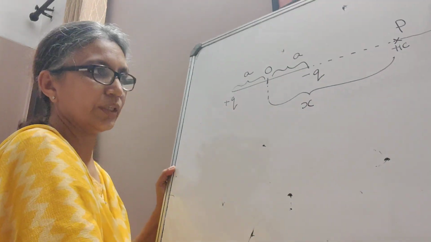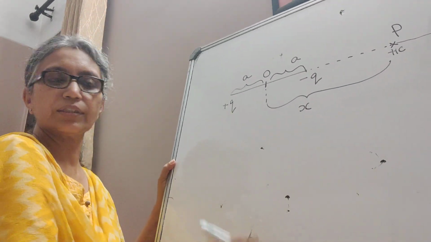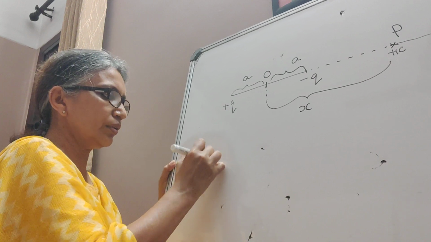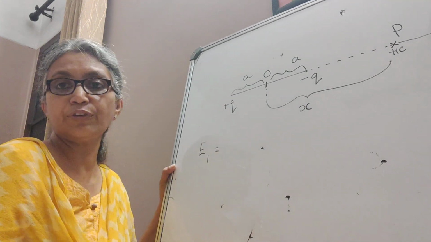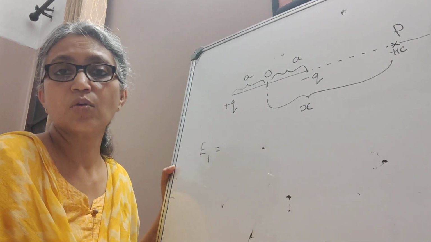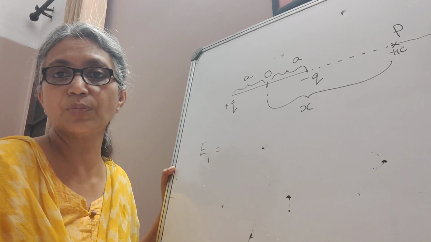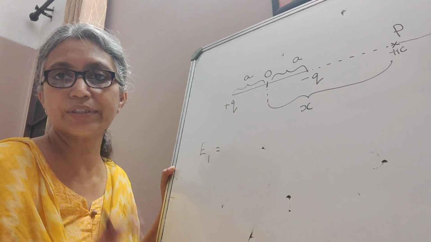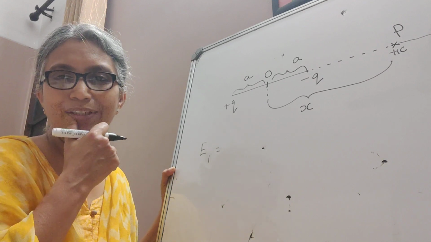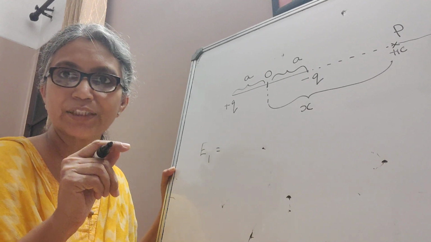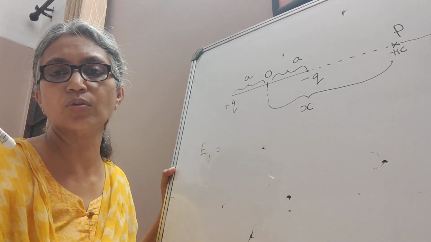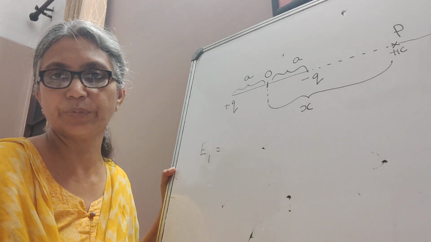If you were going to write an equation for E1, your formula for electric field, I hope you remember, is 1 by 4 pi epsilon 0 Q by R square, where Q is a source charge. Do you remember what is R? R is the distance from the source charge to where you're keeping the plus 1 coulomb.